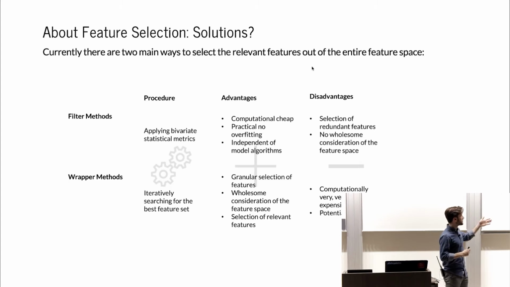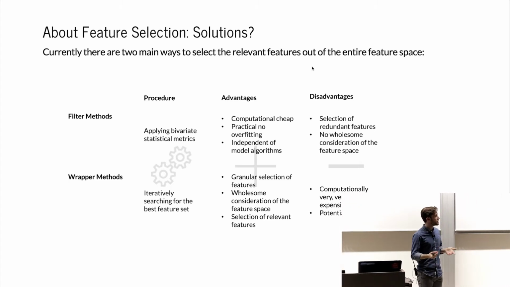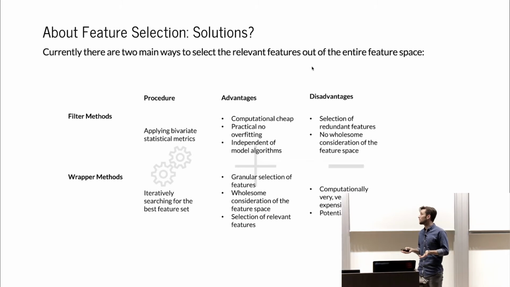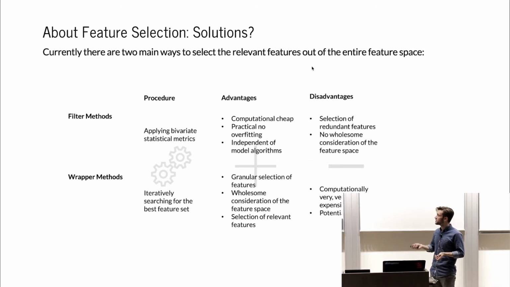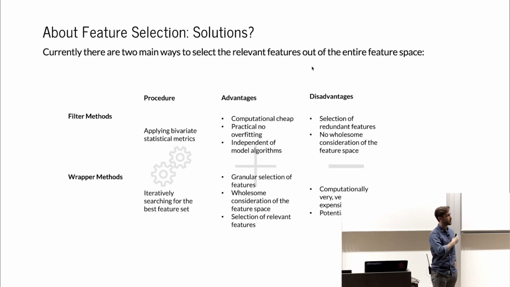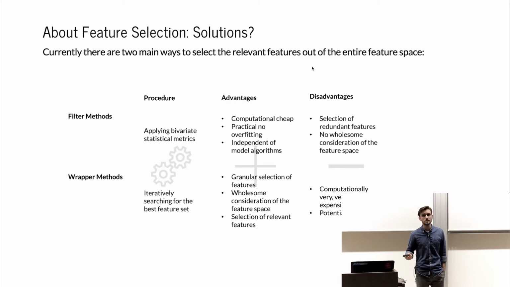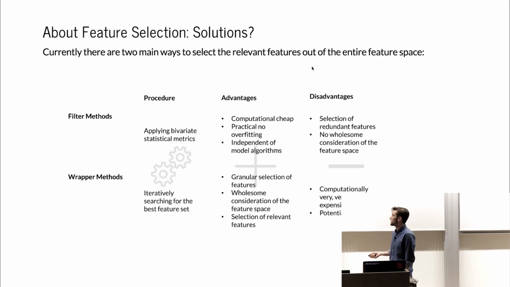Obviously, this has some advantages. The way I phrased it, you realize that it is quite computationally cheap to do that. Looking at correlations, if you have a couple of features, it doesn't even take a second. It's no problem, right? The other thing is, if you do that on your training data set, it also doesn't give you any chances of overfitting. So that's something that's very nice.